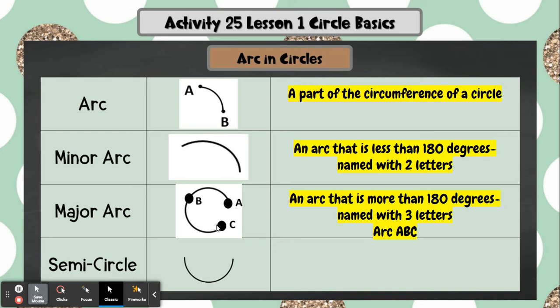So if I said AC and just left it at that, we don't assume it goes all the way around. We follow the shortest path, so that would be a minor arc. But if I say ABC, then you have to follow that path all the way around, and you know it's going to be a major arc because we use 3 letters to name it. And then the last one is a semicircle, which is just half a circle, an arc that is exactly 180 degrees.